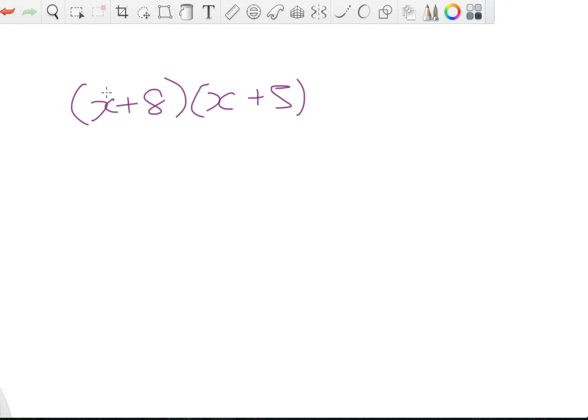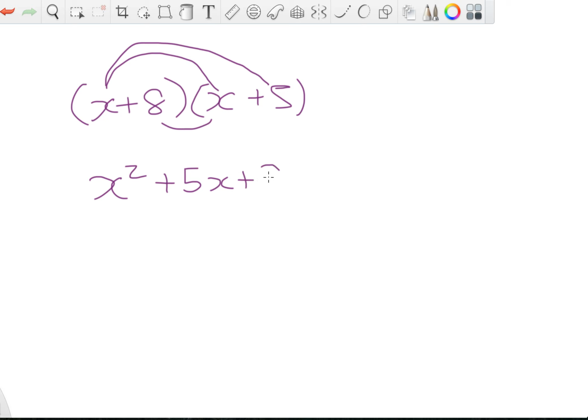So first of all, x times x, which is x squared. Then we have x times 5, which is 5x. 8 times x, 8x. And then 8 times 5, which is 40.